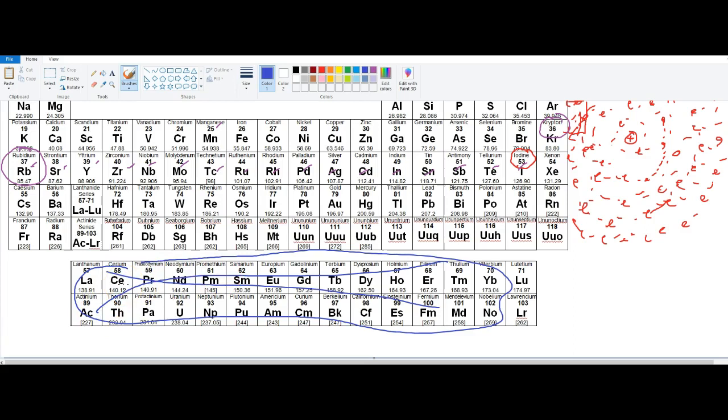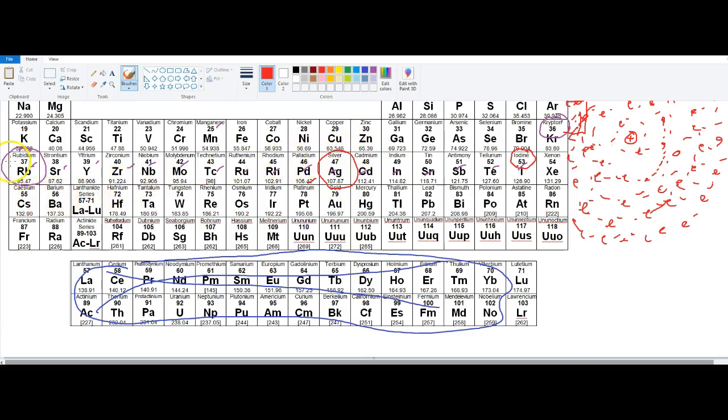So I'm going to look up there. Let's do silver. Silver's hard to find, but it's right here. Silver's right here. Okay. So how many electrons is in the outer shell?